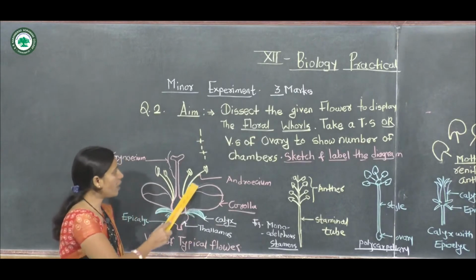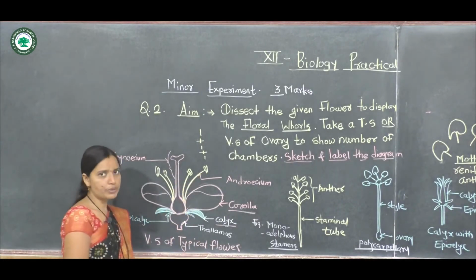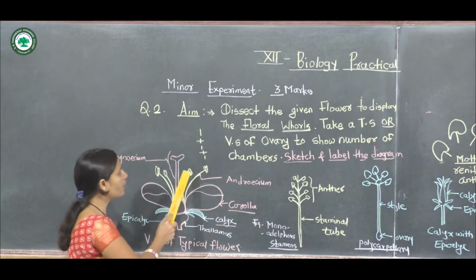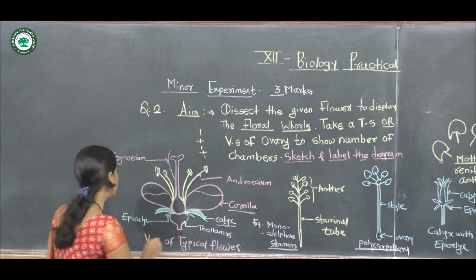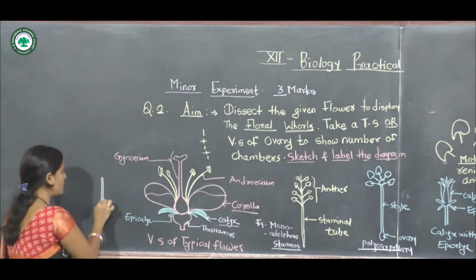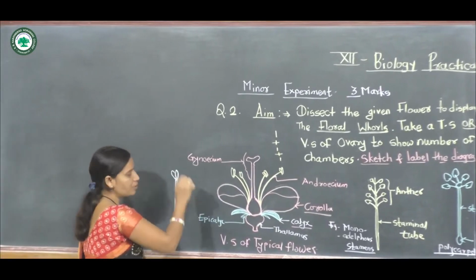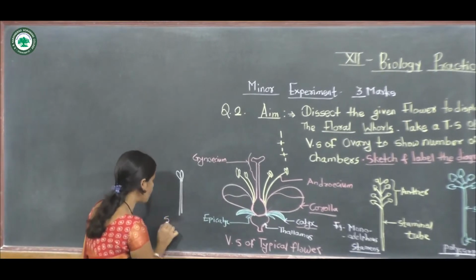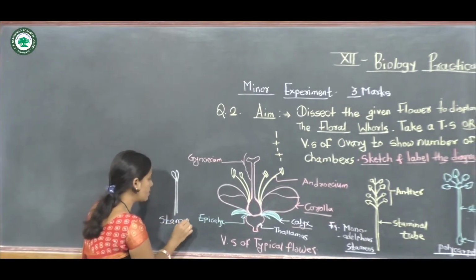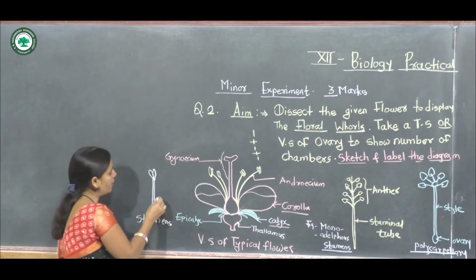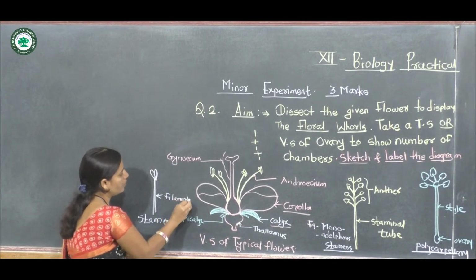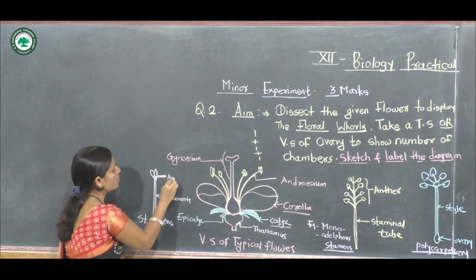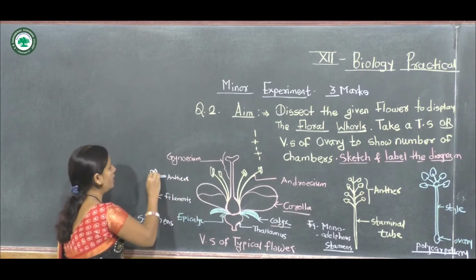The next part of the flower is the androecium. It is the male reproductive whorl of the flower, and it is divided into 3 parts. Individually the androecium units are called stamens, and each stamen is divided into the filament, these are the anthers, and the part joining the anther is the connective.